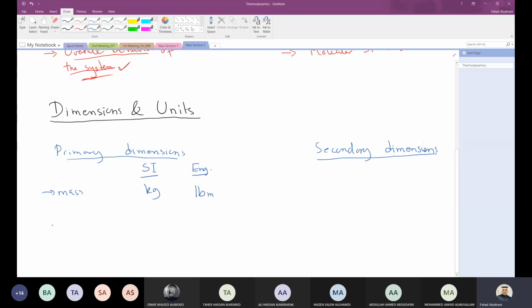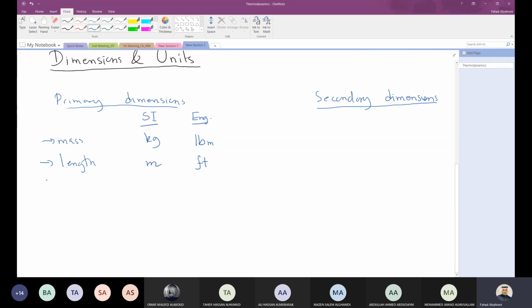What is the other basic unit? The meter, which is length. In English we call it feet. What else? What is another basic unit? Time. Time is correct. The second.